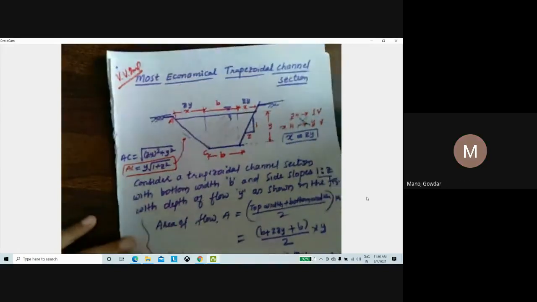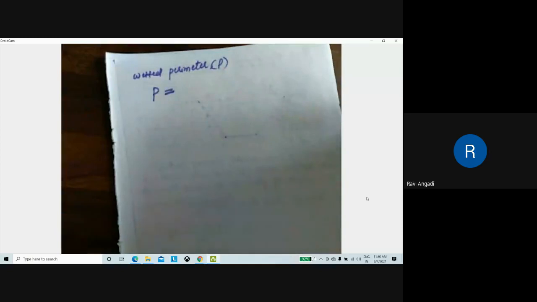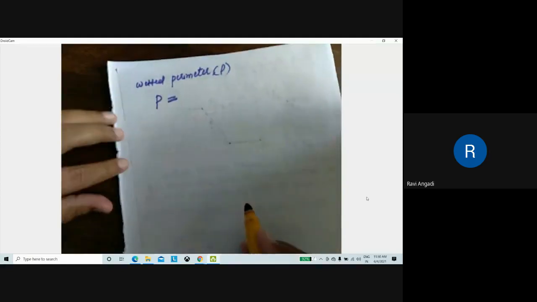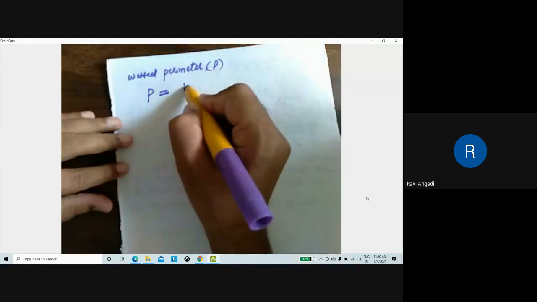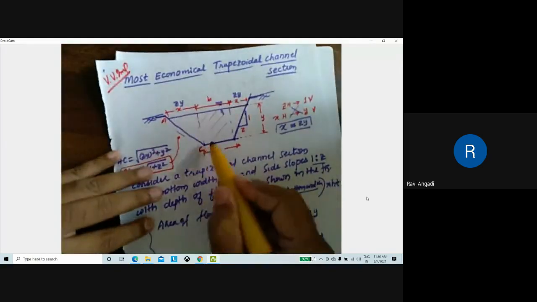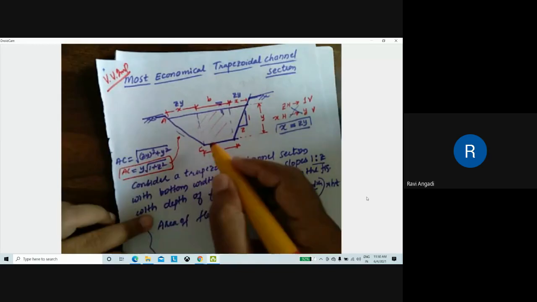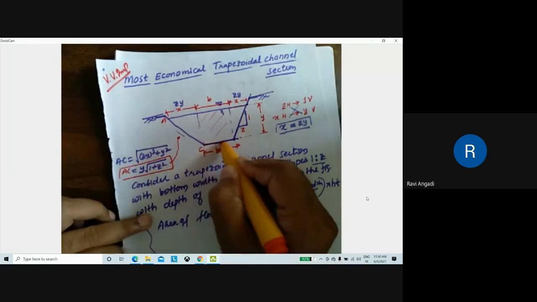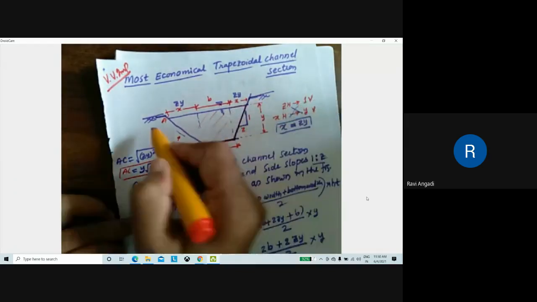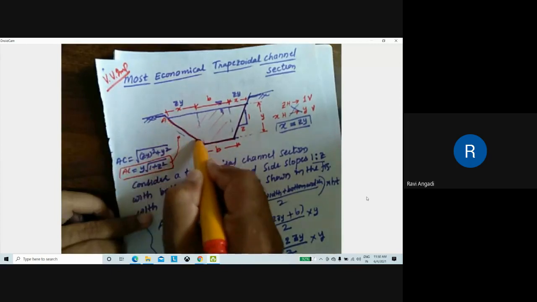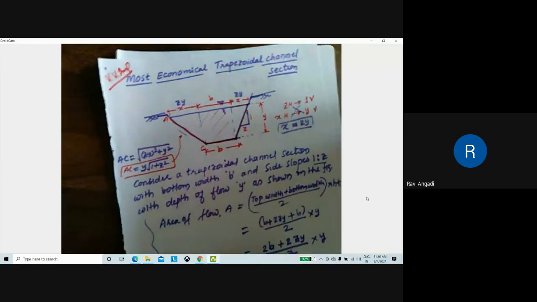So with this, we'll calculate the wetted perimeter. The wetted perimeter will be what? B, that is the bottom width, plus, I'll mark here. Bottom width, this much is wetted perimeter. I'll just mark here. This is the wetted perimeter, this one and this one. Can you tell me now? Wetted perimeter: B plus what?